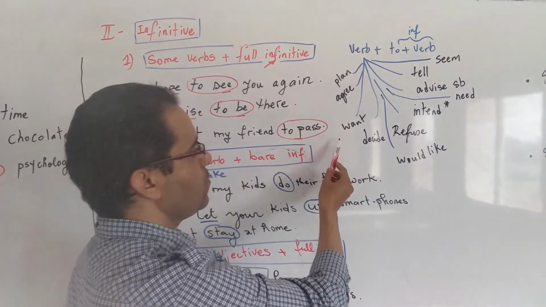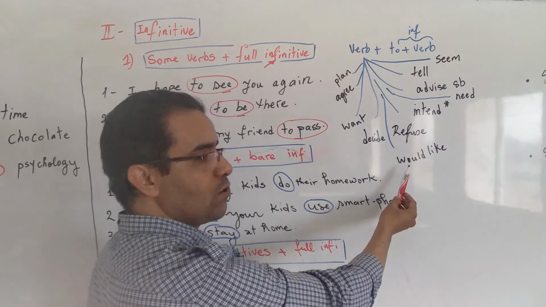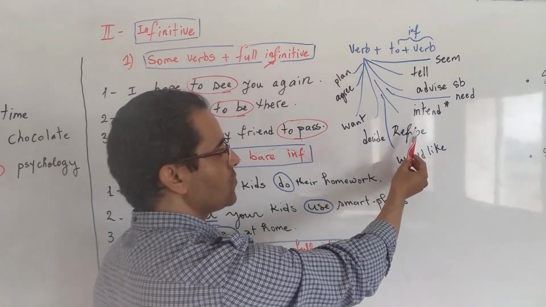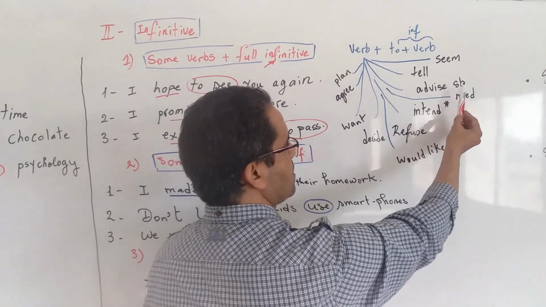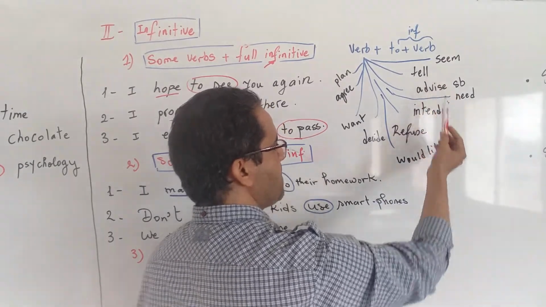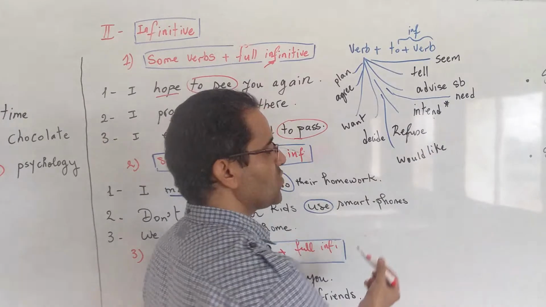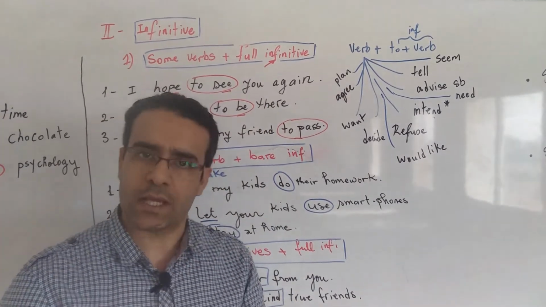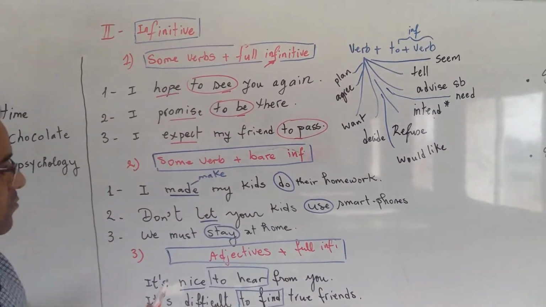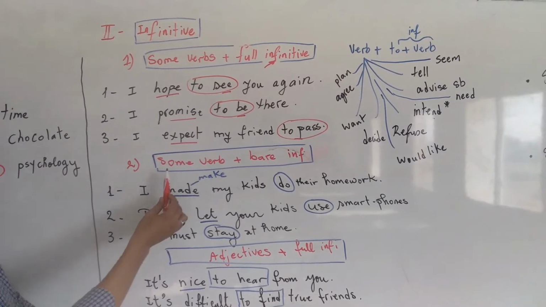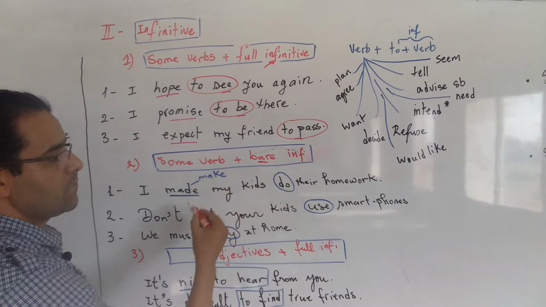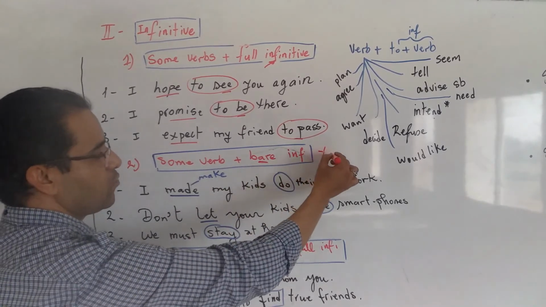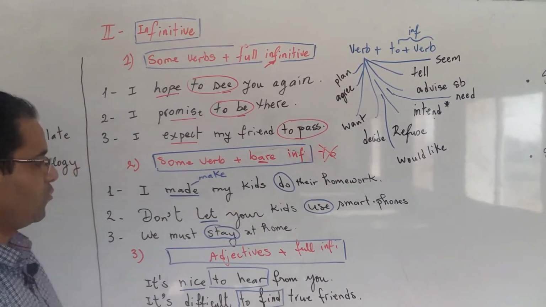Plan, agree, want, decide, would like, refuse, intend, need, advise somebody, tell, seem. Right, for intend, sometimes we use gerund as well. All right, let's move on to the second part. There are some verbs that are followed by bare infinitive. Bare infinitive, of course, we don't use to.